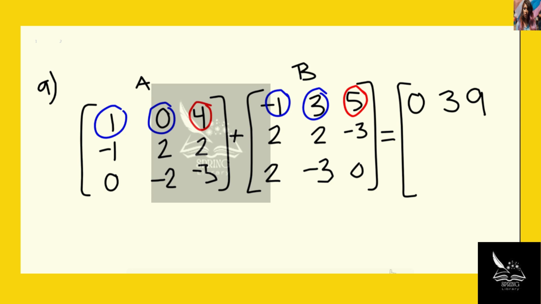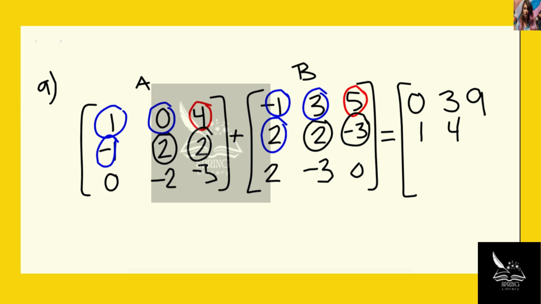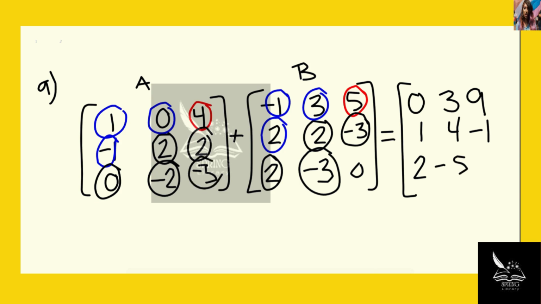And then we'll do the same for the second row. So we get -1 plus 2. That'll give us 1. Then we'll take 2 plus 2 for 4. 2 plus -3 is going to be -1. 0 plus 2 is 2. -2 plus -3 is -5. And then finally, -3 with 0 added on is just -3. And that is our A plus B matrix.